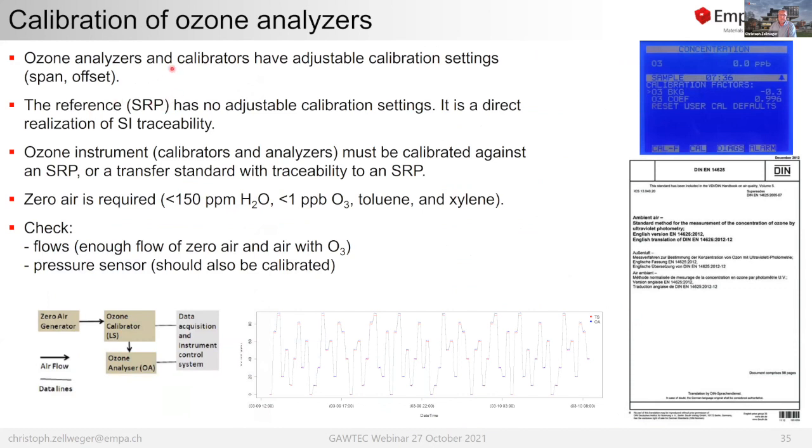Okay, so we have these analyzers, and they need to be calibrated. Usually, I think all the ozone analyzers on the market have adjustable calibration settings. Usually it's span or background and offset, offset or background or span or slope, sometimes it is called. And you can adjust this when you compare them against a reference instrument, which can be directly an SRP. This is in most cases not the case because you don't really have an SRP available, but sometimes some institutes maybe have. Others can use an ozone calibrator, a laboratory standard, a transfer standard with traceability to an SRP, and then compare with the ozone analyzers.